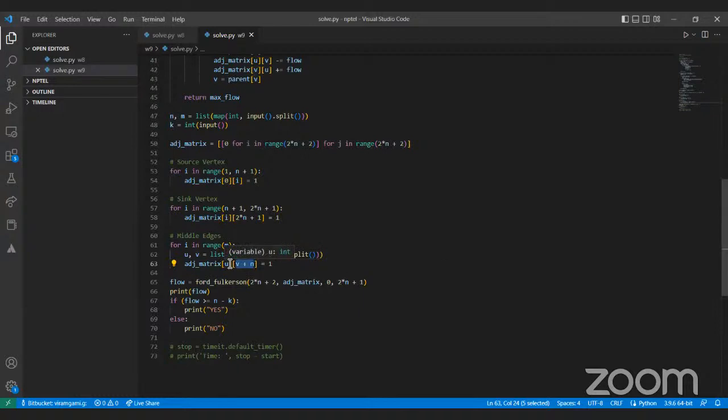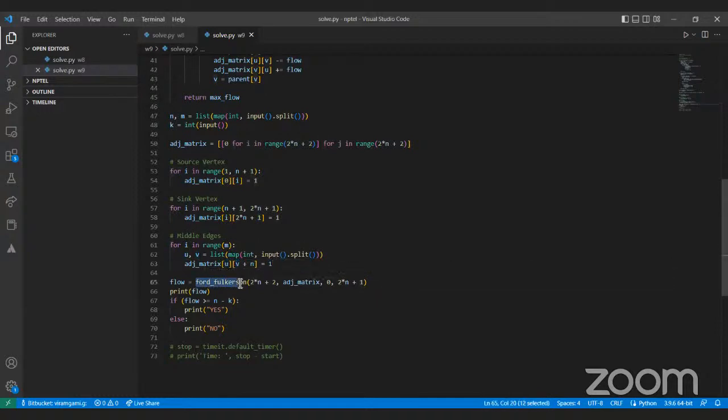So basically 0 is the source vertex, 1 is the first vertex, 1 plus N is the type 2 of the first vertex, 2 is the second vertex, 2 plus N is the type 2 of the second vertex, like that. So there is an edge from type 1 of U vertex to type 2 of V vertex with capacity 1.